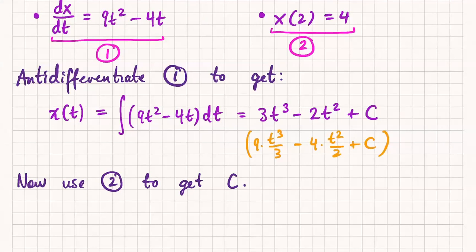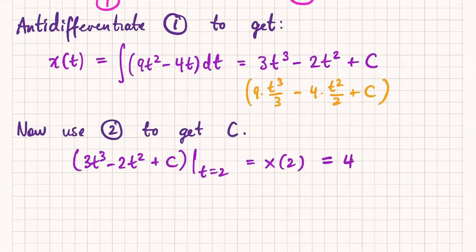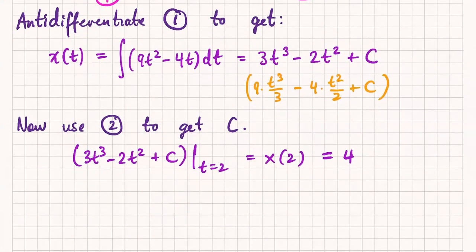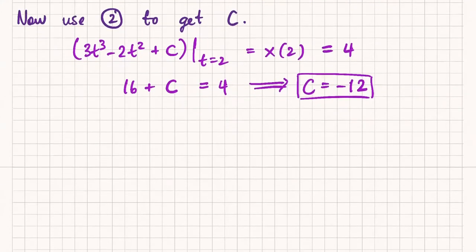On the one hand, if I plug in t equals 2 into this, that's x of 2, right? But on the other hand, condition 2 tells me that this is supposed to be equal to 4. So plugging in 2 into my position function, that's 24 minus 8. So I get 16 plus c. But the problem told me that that position is actually supposed to be equal to 4. So solving for c gives me that c equals negative 12. That second condition is always going to lead to an equation involving c that you can solve for. And now we should be pretty much done.